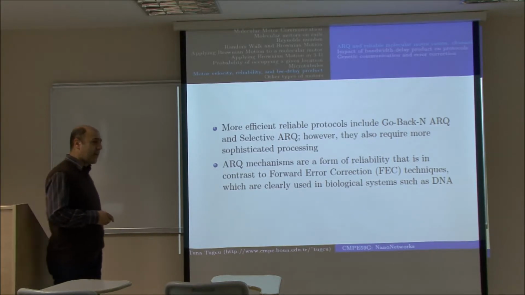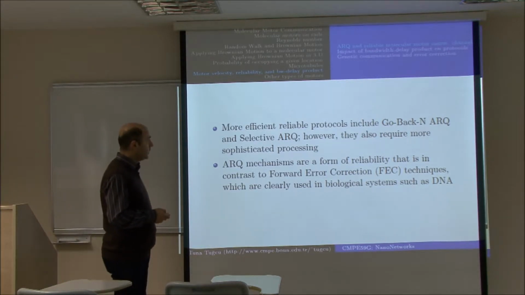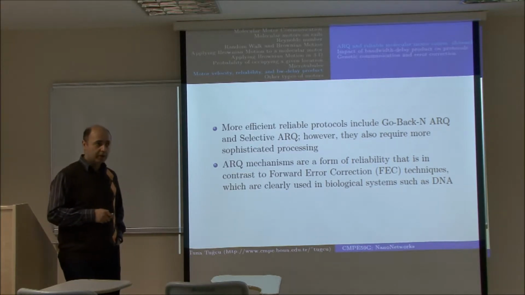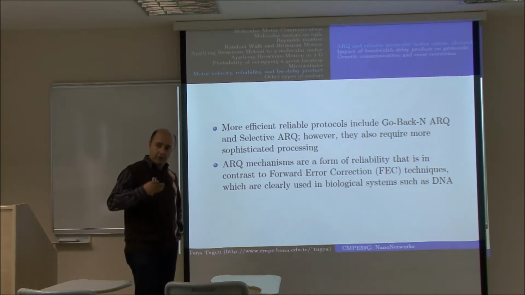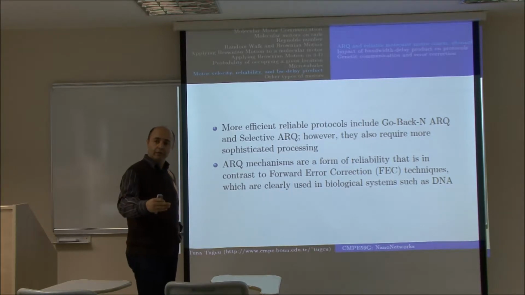You can have better versions of ARQ, like go back N and selective ARQ. Do you remember what these were? In the case of go back N, you send out one packet without waiting for it to be acknowledged, as in the case of stop and wait. You send the other one. So now you have 2 packets in flight. And then the third one, fourth one, fifth one. You can send many packets, but note that none of these are acknowledged yet.